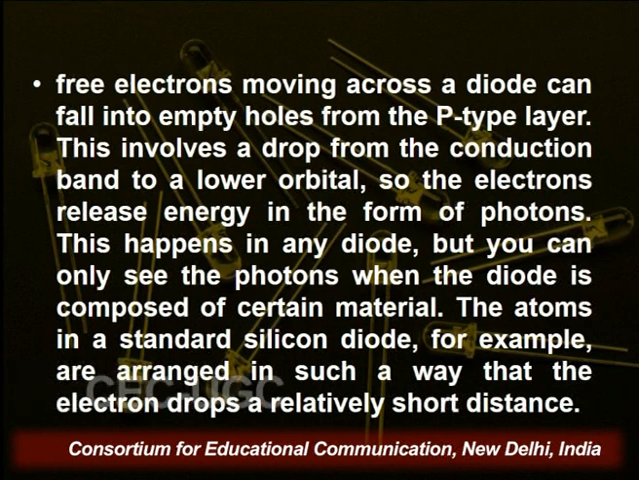This happens in the diode, but we can see the photons only when the diode is composed of certain materials. Then we can get different colored light. In a standard silicon diode, the atoms are arranged so that the electron drops a relatively short distance. As a result, the photon frequency is so low that it is invisible to the human eye, so it is in the infrared portion of the light spectrum.